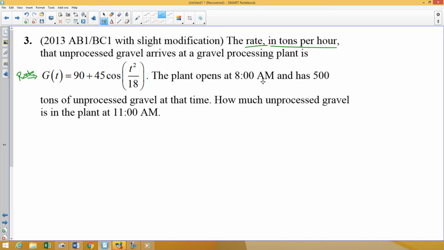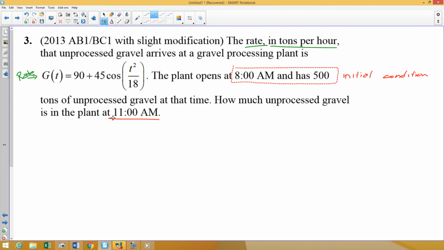The plant opens at 8 and has 500 tons of gravel at that time, that is your initial condition. So at 8 a.m., we have 500 tons. So there's your initial condition. And the question is asking how much unprocessed gravel is in the plant at 11 a.m.